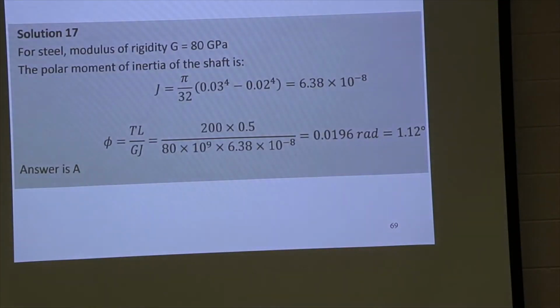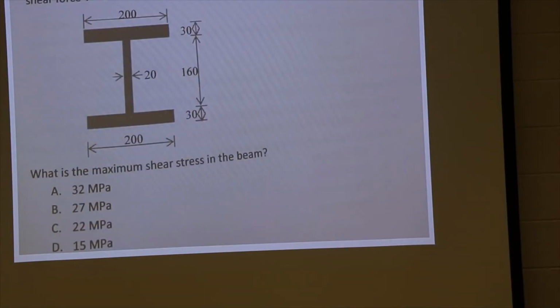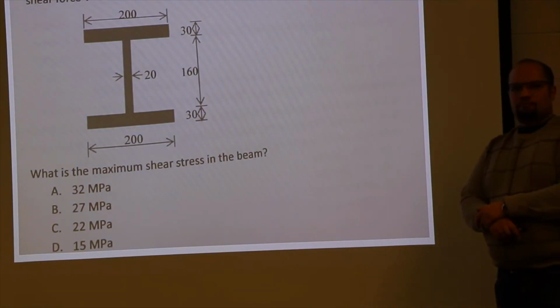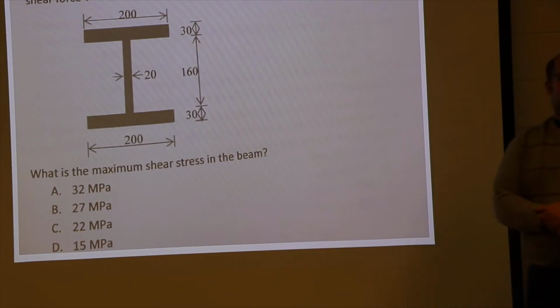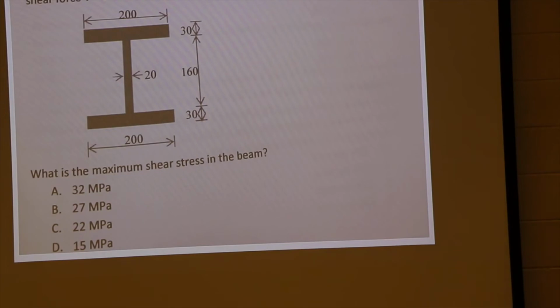Getting J, phi equals T L over G J, we're good. The section shown is used as a cross-section of a beam that has a maximum shear force V equal to 50 kN. All dimensions are in millimeters. What is the maximum shear stress in the beam? How to get it? Where will it happen? All valid questions.